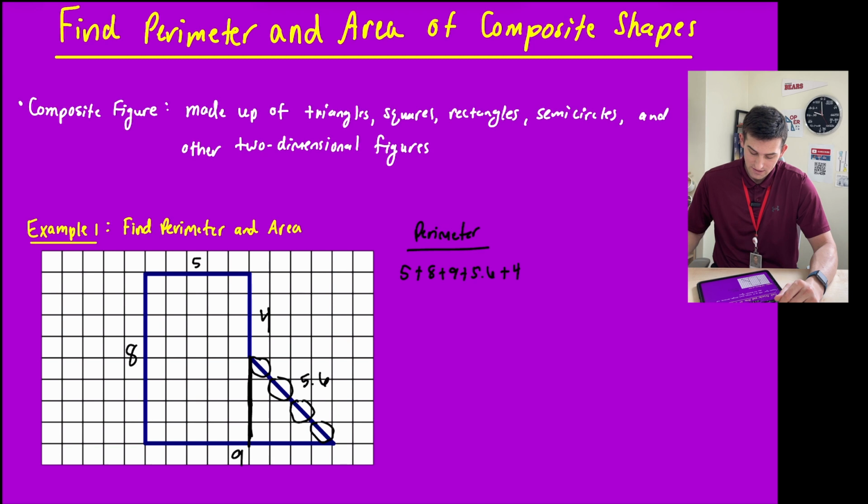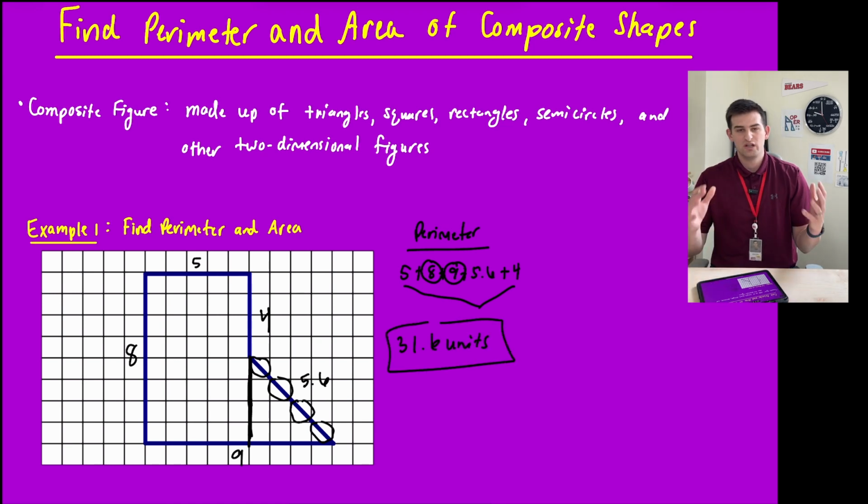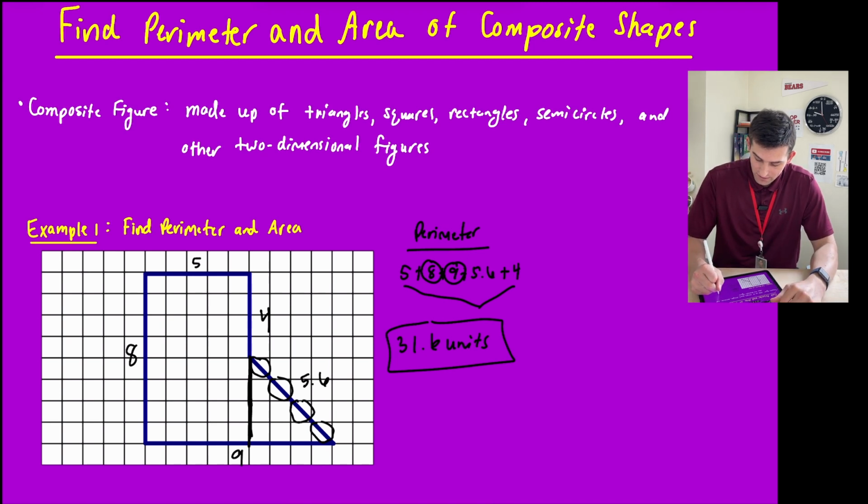So 5.6, here we have, what if we did 5 and 4 together would be 9, and then we have another 9 here. So that would be plus 18. And then what did we have left? This 8 right here, so plus 8. So our total perimeter would be 31.6, and we'll just say units here because we weren't given a measurement or anything like that, okay? All right, now let's go with area.